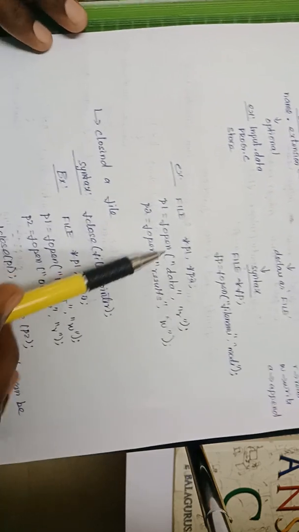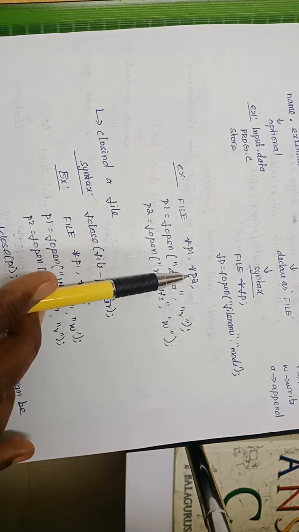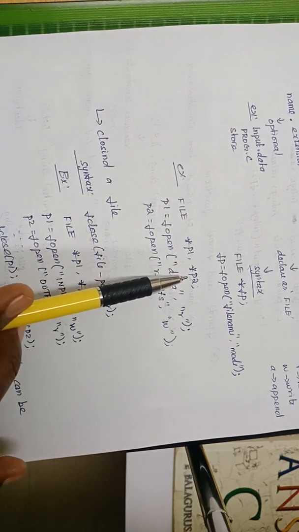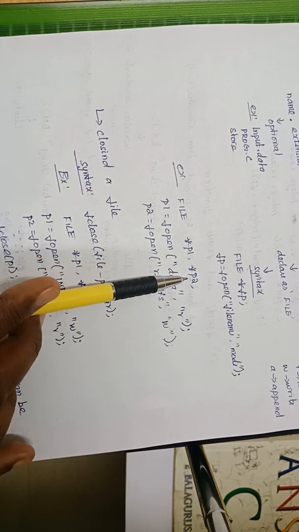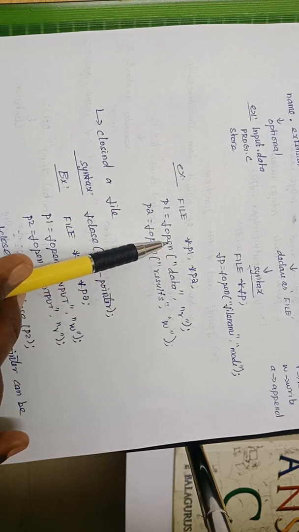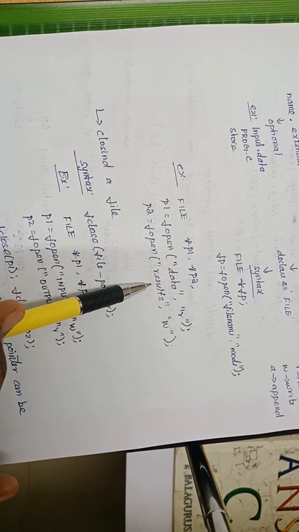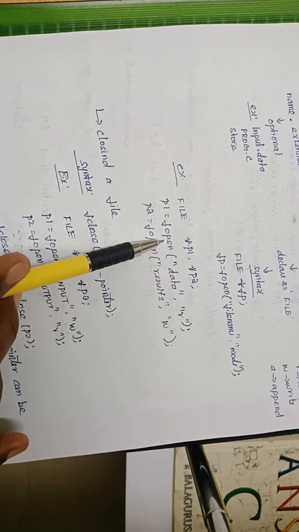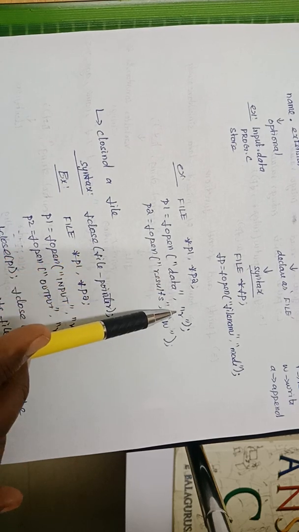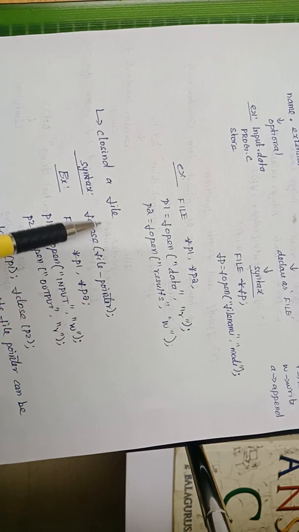So here's an example. FILE is a keyword, *p1, *p2. These two are file pointers, and I'm going to use these two pointers to open two files called data and result. The data file is opened in read mode. The result file is opened in w mode.